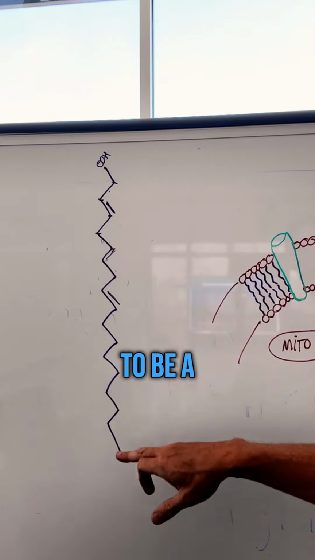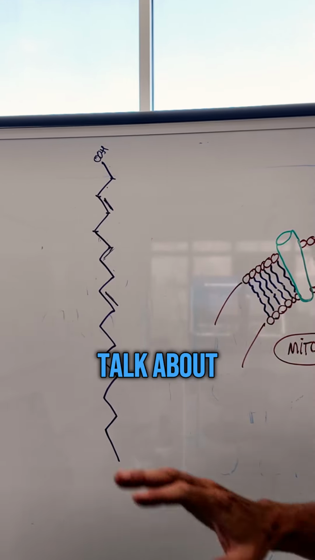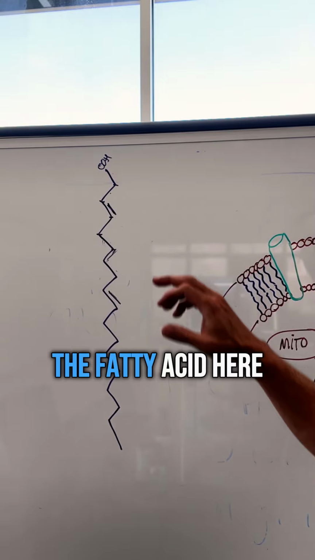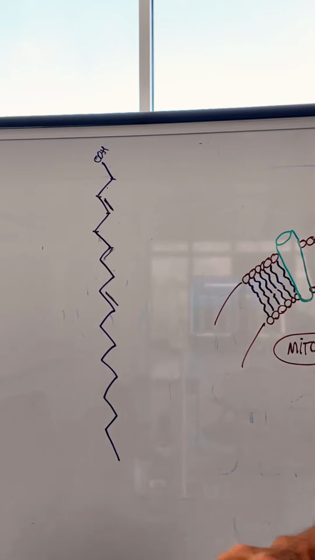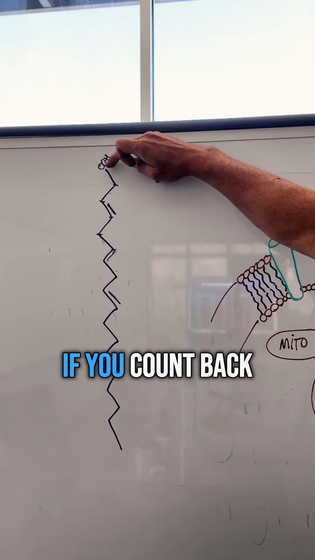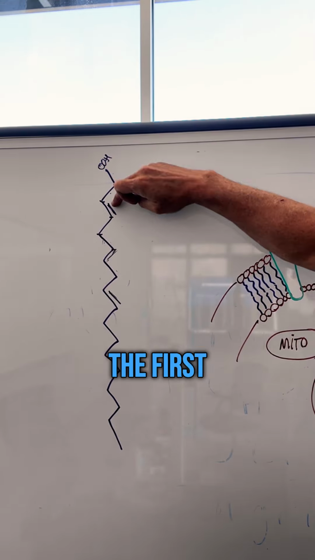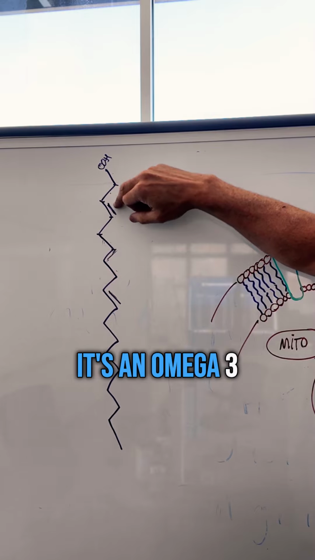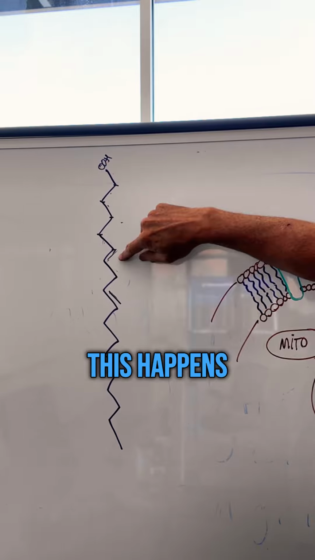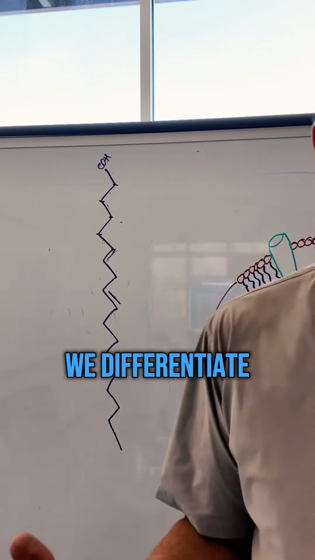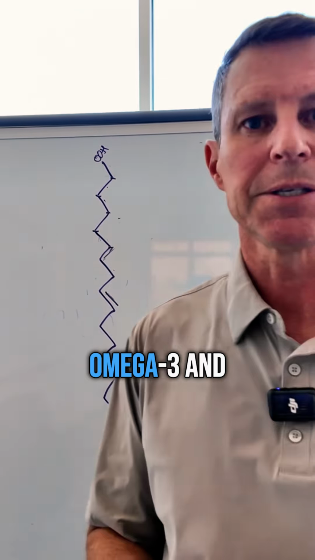Now, this just happens to be a fatty acid. When we talk about the fate of these, the fatty acid here, I've written it out as a polyunsaturated fatty acid. If you care to know this, and I love telling you this, if you count back from the acid side, the first double bond you hit tells you whether it's an omega-3, because there's 3 in, or if it's all the way to the 6, this happens to be an omega-6. And that's how we differentiate this idea of omega-3s and omega-6s.